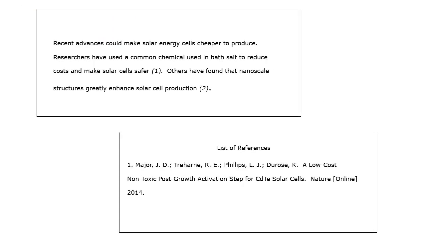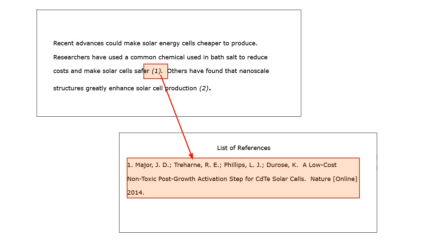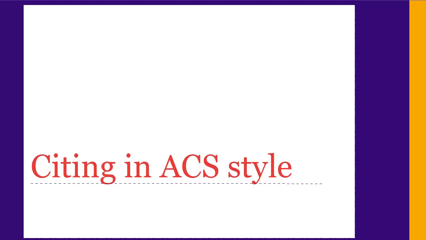The two parts work together. The in-text citations refer to the full information about the source listed in the list of references at the end. You need to have both parts to cite correctly and avoid plagiarism. Next, we'll look in more detail about how to cite using ACS style.